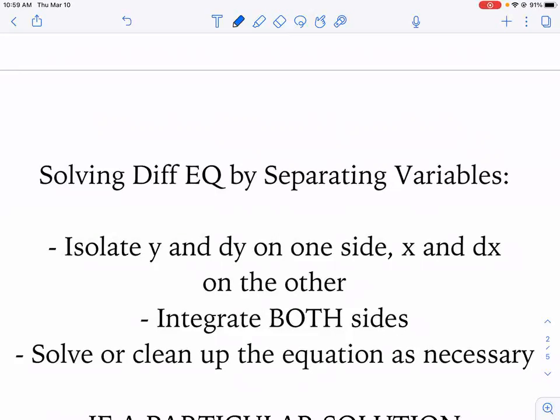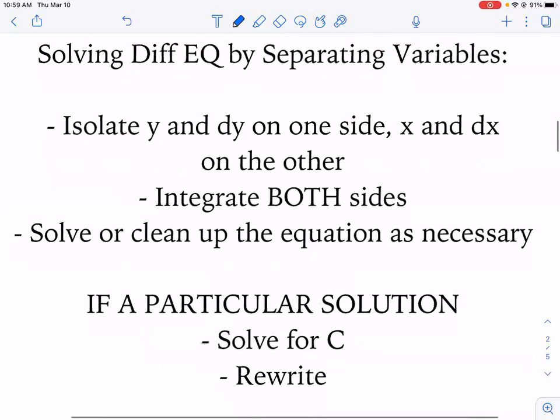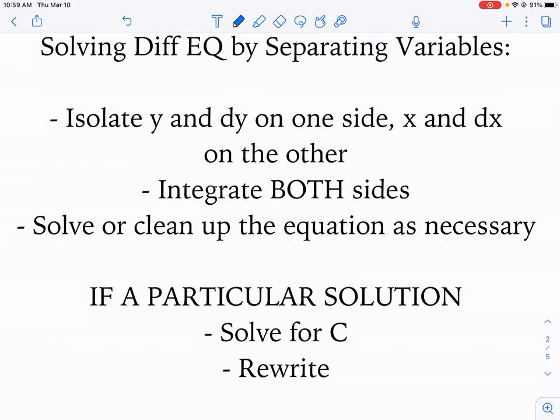Now, when I ask for a general solution, we're going to have a plus C, just like we did in our warm-up. But if I ask you for a particular solution, then we're going to have to use an initial condition, some sort of coordinate to solve for C.